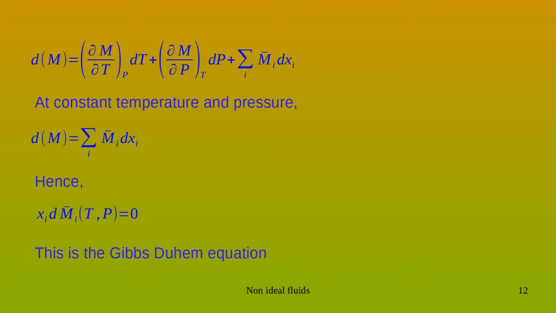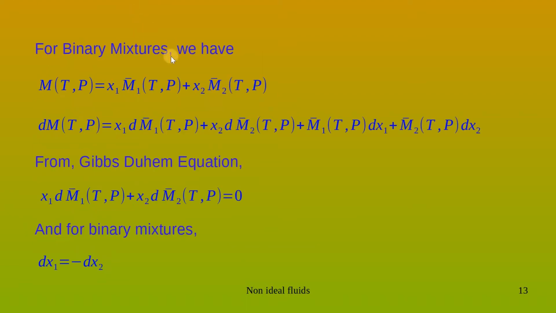Let's see one such application. Now for a binary mixture, we have the total property is nothing but x1, that is the first component, multiplied by its partial molar property plus x2 into M2, where M2 is the partial molar property of species 2. Now dM, that is differentiating this equation, we get x1 dM1 bar plus x2 dM2 bar plus M1 dx1 plus M2 dx2.